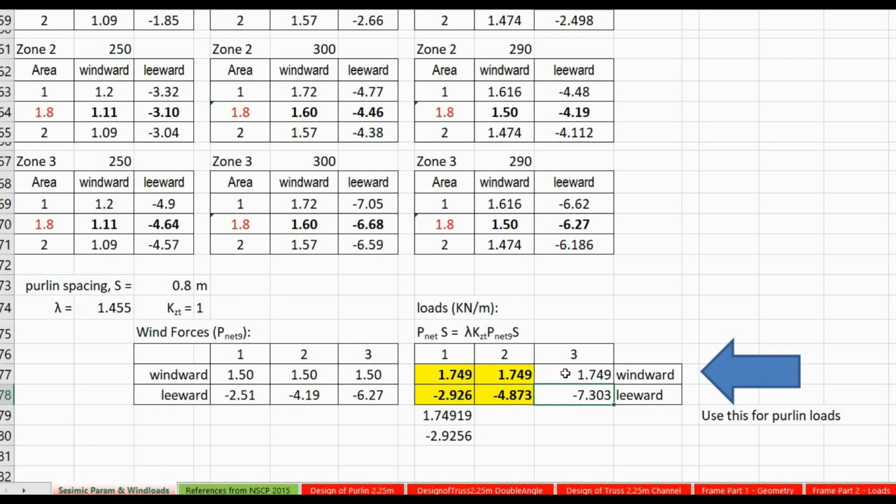Ngayon, bakit hindi na-highlight ng yellow itong zone 3? Remember that zone 3, yan yung nasa corners. So, ang gagamitin lang natin ay yung zones 1 and 2. So, we will be using this for purlin loads.